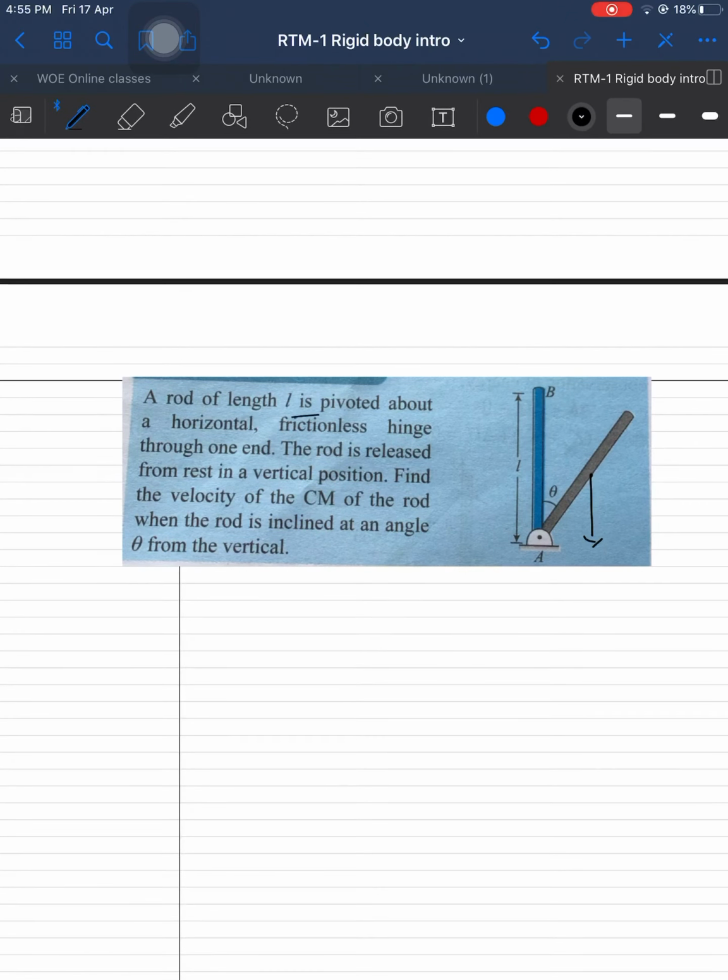A rod of length L is pivoted about a horizontal frictionless hinge through one end. The rod is released from rest in a vertical position. Find the velocity of the center of mass of the rod.